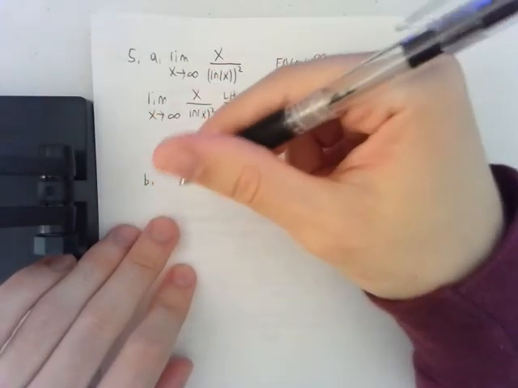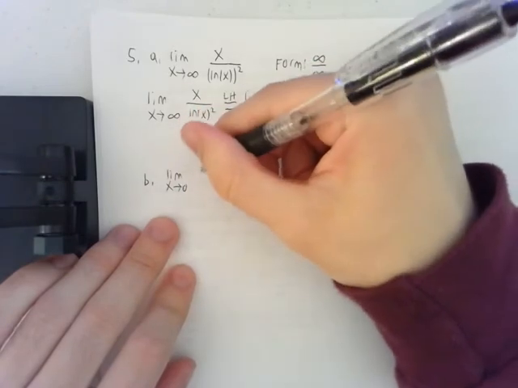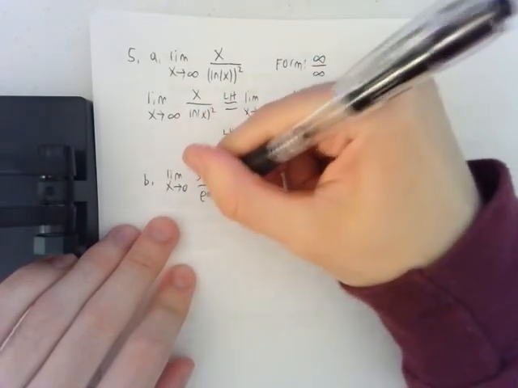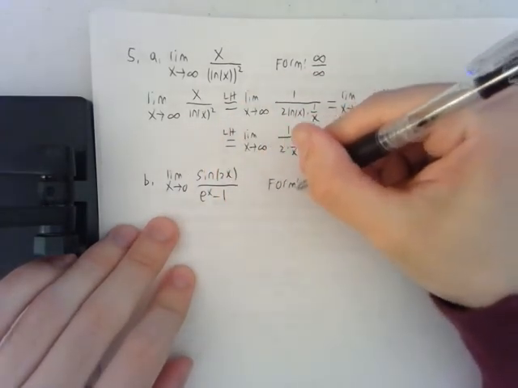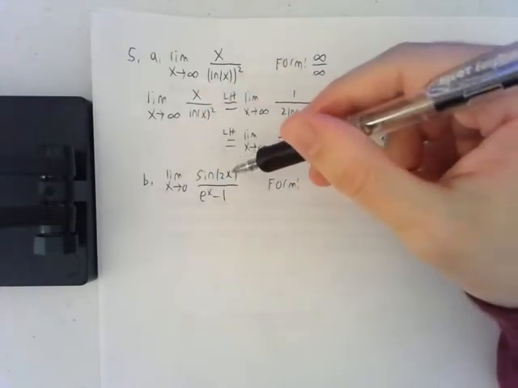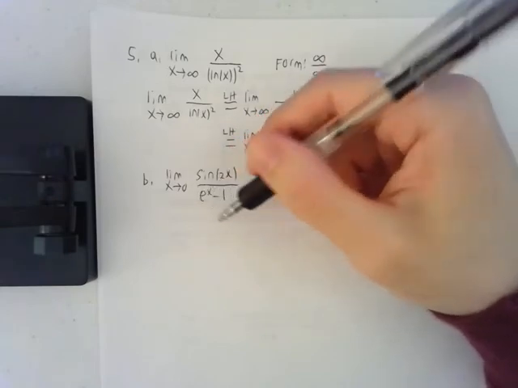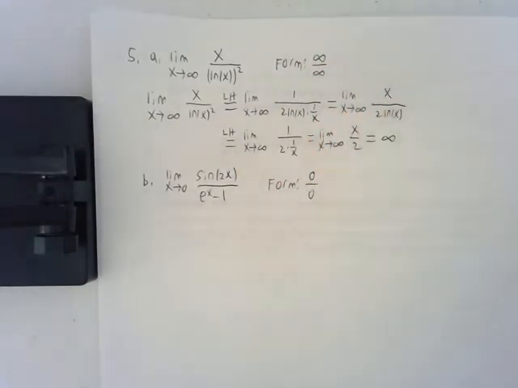Okay, let's look at b. We have the limit as x approaches 0 of sine of 2x divided by e to the x minus 1. As x approaches 0, sine of 2x approaches 0 because sine of 0 is 0. And since e to the 0 is 1, the denominator also approaches 0. So this approaches 0 divided by 0, so it is an indeterminate form. We can apply L'Hopital's rule.